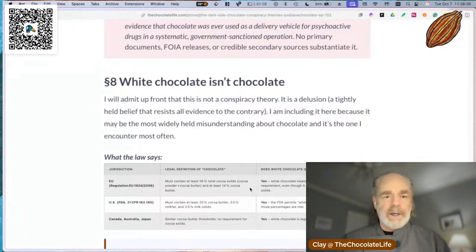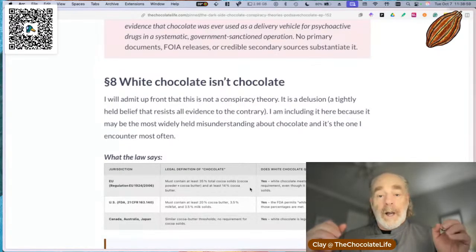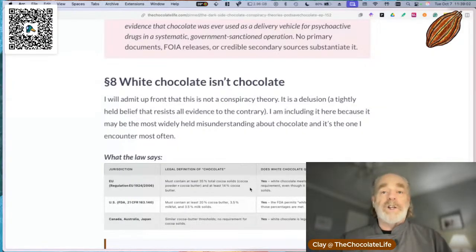I've stated right up front, this is not a conspiracy theory, but it is a delusion, right? And by delusion, what I mean is a tightly held belief that resists all evidence to the contrary. "Is white chocolate real chocolate?" shows up on Reddit and all sorts of other social media platforms on a regular basis, right? And the claim is, it's not white chocolate because it doesn't do XYZ. So it is not a conspiracy theory. It is a delusion. And I'm including it here because it may be the most widely held misunderstanding about chocolate, and it's the one I encounter most often, this notion that white chocolate isn't real chocolate.